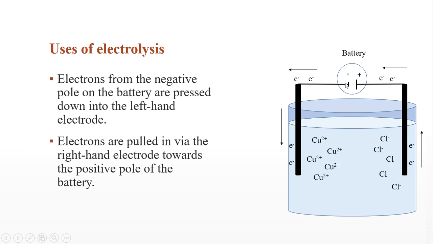Well, the negative pole of a battery generates electrons. Therefore, the electrons will be pushed down through this conductive material, the carbon electrode, down into the solution. At the same time, electrons will be pulled through this right-hand carbon electrode towards the positive cell of the battery. So, is there a way for us to circulate these charges so it works?